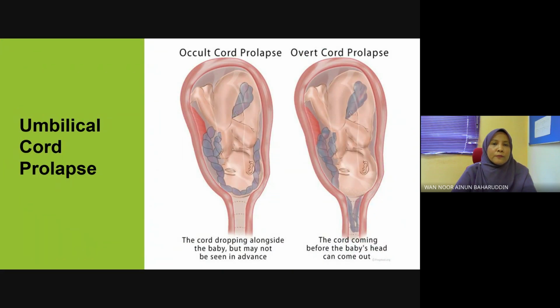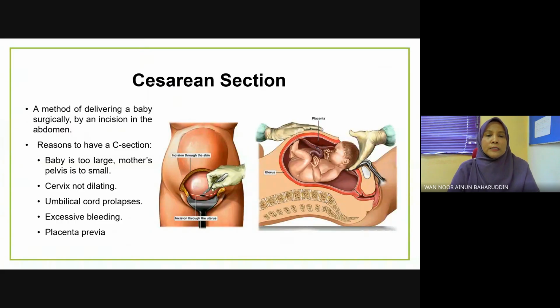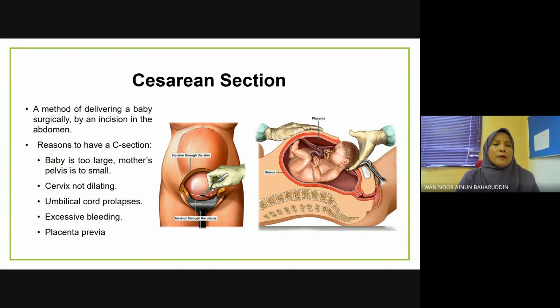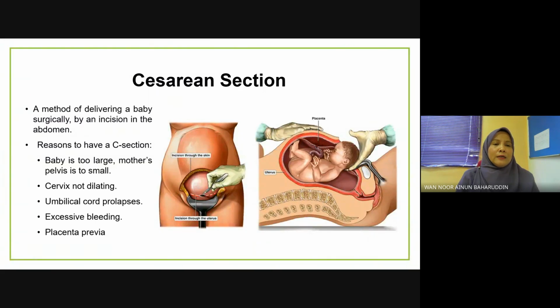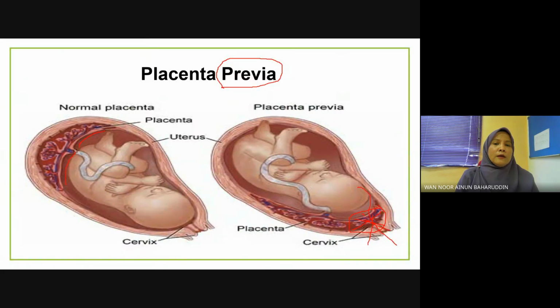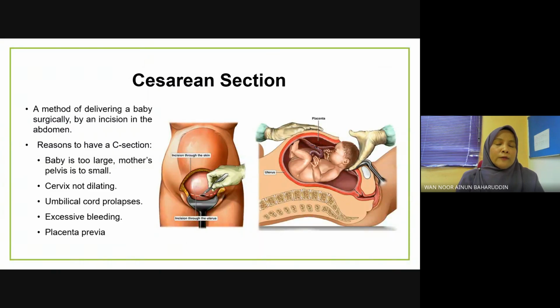Then we do have umbilical cord prolapse. The umbilical cord drops alongside the baby but may not be seen in advance, and sometimes the umbilical cord comes before the baby's head, so the baby can be lemas because this umbilical cord berlingkar pada baby. Okay, that's why we do have cesarean section. Caesar means they deliver by an incision in the abdomen. C-section is done because the baby is too large, the cervix does not dilate, umbilical cord prolapse, what we discussed before, excessive bleeding, and placenta previa, where the baby is dihalang daripada keluar. So this one we call C-section.